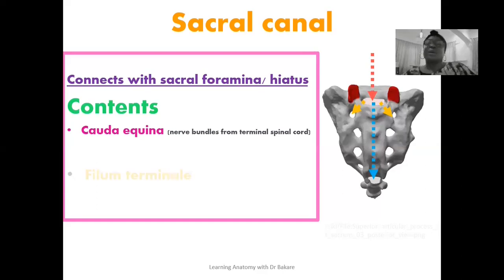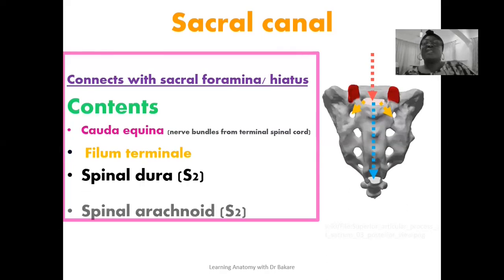The second structure that will be located is the filum terminale. This filum terminale is like a fibrous tissue that is seen to connect the spinal cord and attach it to the wall or the periosteum of the coccyx. We know that the coccyx is located at the inferior part. So it creates a connection, helping to hold the spinal cord in place along the vertebral canal. And this structure is also contained within the sacral canal.